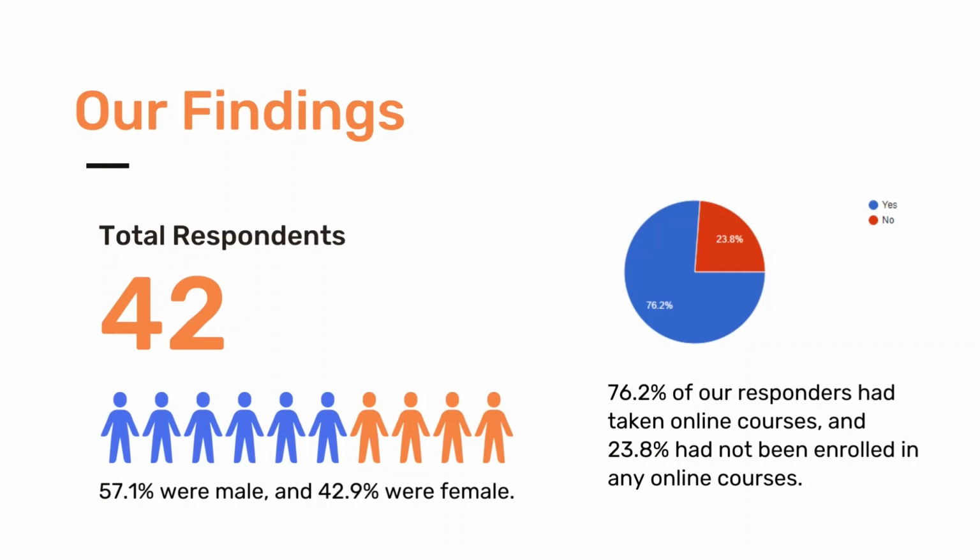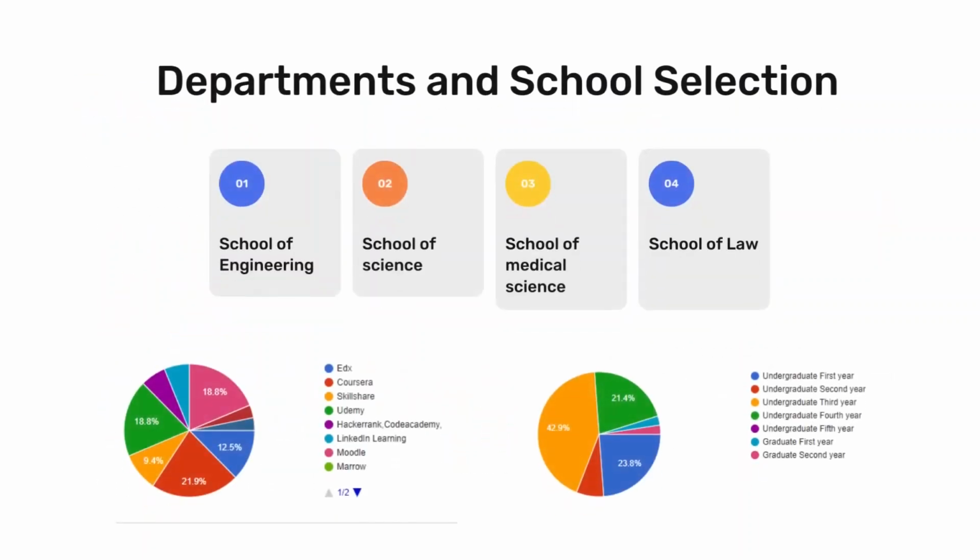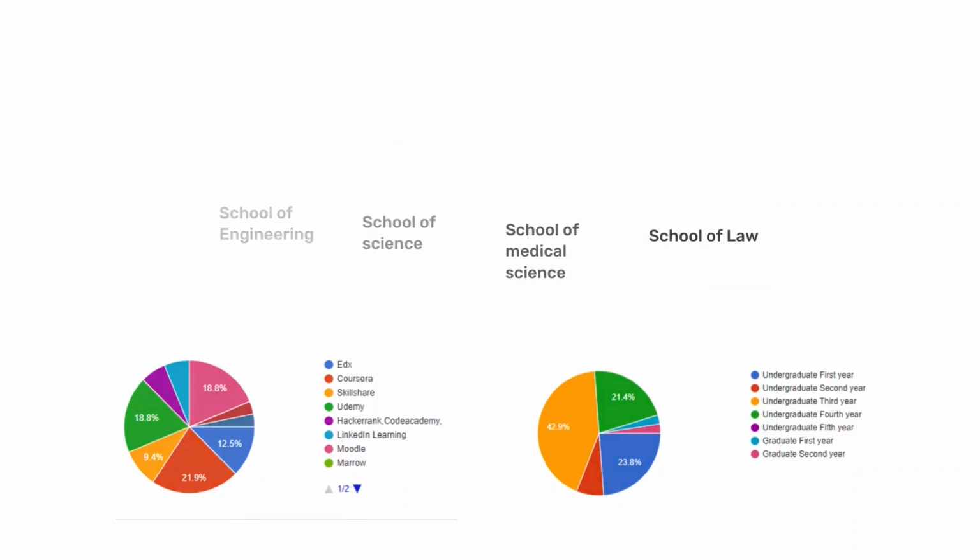Our findings resulted in a total of 42 respondents, out of which 57.1% were male and 42.9% were female. 76.2% of our responders had taken online courses and 23.8% had not been enrolled in any courses. The departments and schools that we selected for our survey are School of Engineering, School of Science, School of Medical Science, and School of Law. We also identified different online learning portals that our responders use, and different levels of students studying at Kathmandu University.